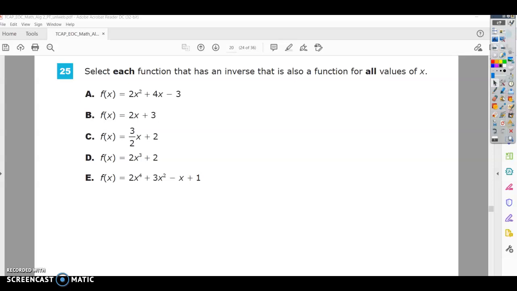Alright, this is number 25 on the Algebra 2 practice test. It says select each function that has an inverse that is also a function for all values of x. So what is it asking? Select each function. That means we're going to have multiple answers.